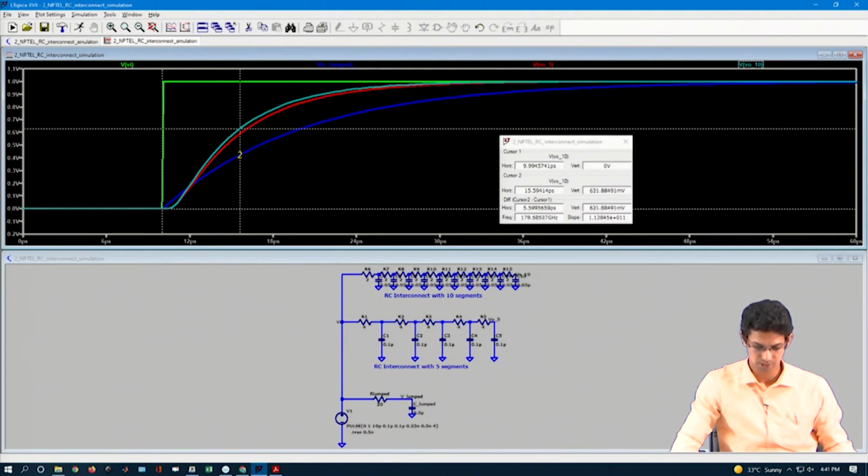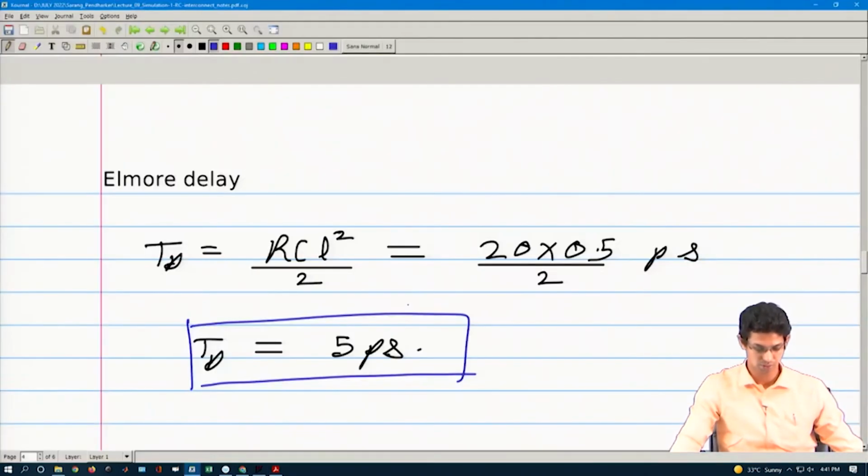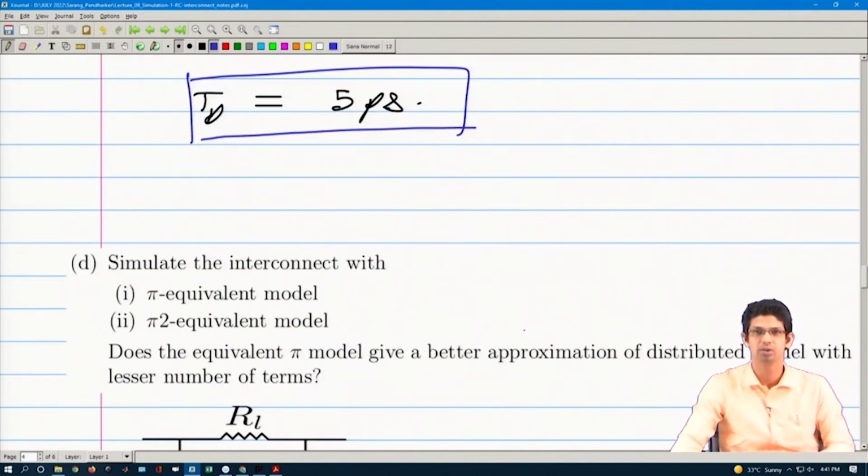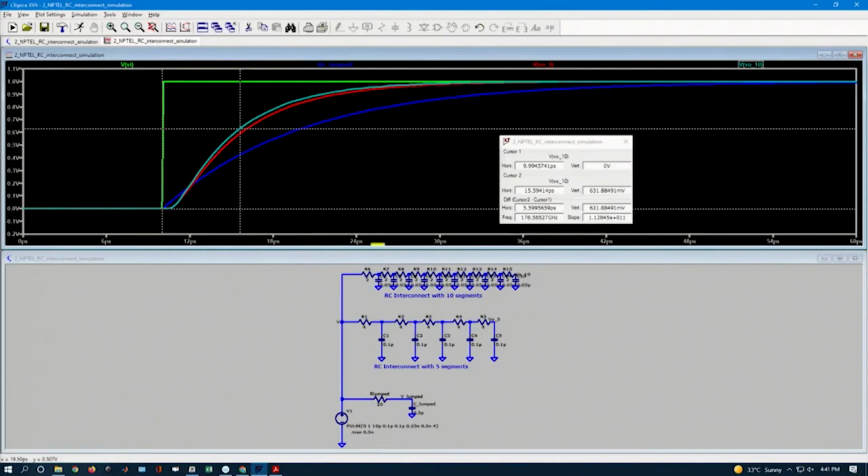So, for 10 segments I can see that this is coming as around 0.59. So, with 10 segments we can verify that your delay is now closer to your Elmore delay. Right. So, now let us check the pi equivalent model. What we have seen here is that if I have a very large number of elements.